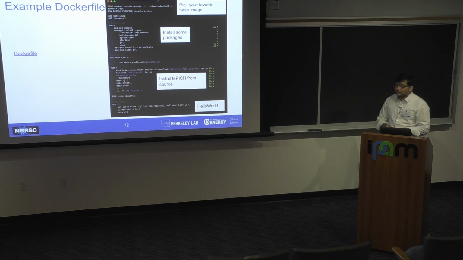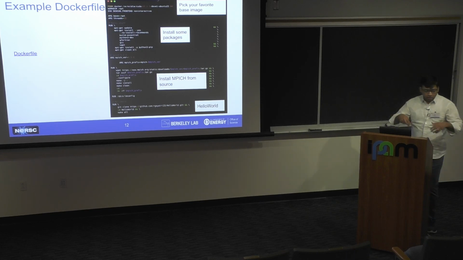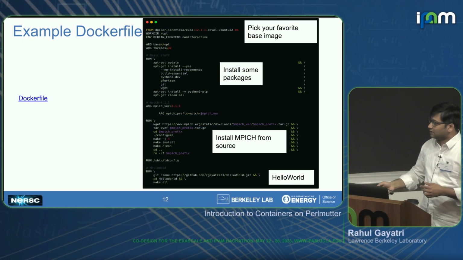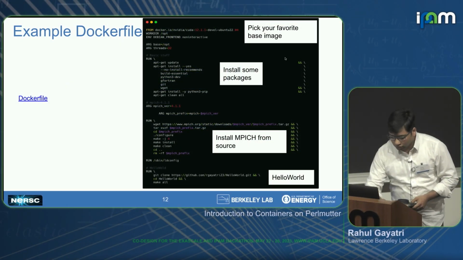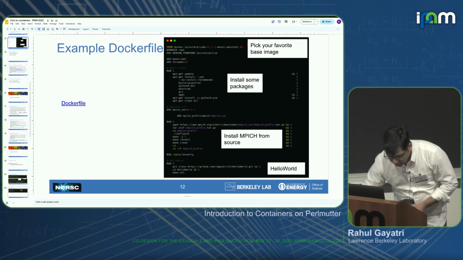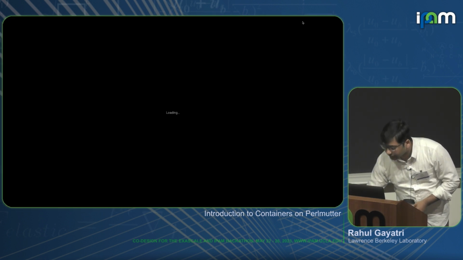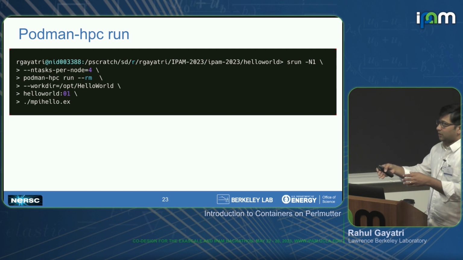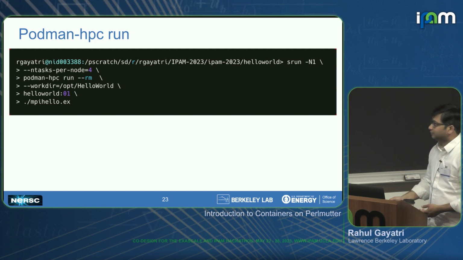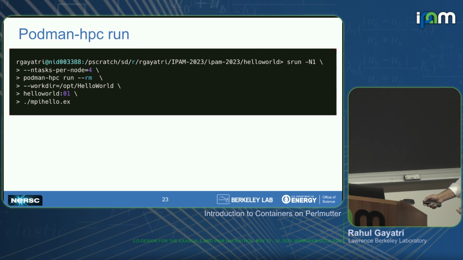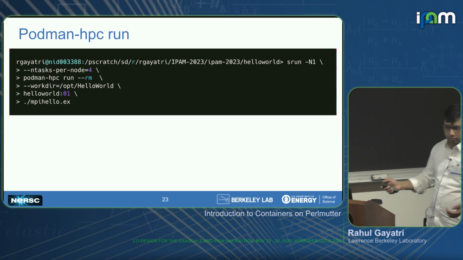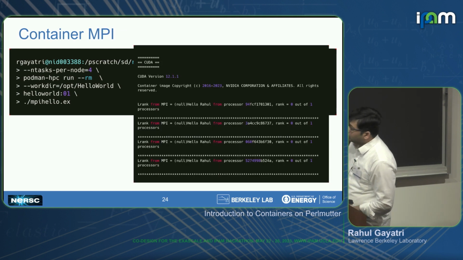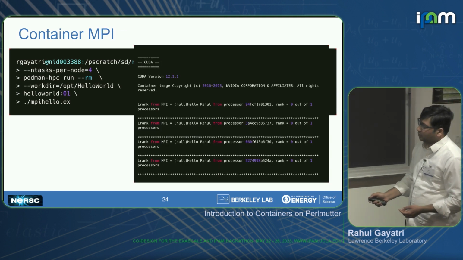So if you directly run your executable, it will not be able to find it because it's nested inside another directory structure here. A solution to that is this workdir option, where you can tell Podman which directory you want to be placed in once you enter the image, right? And then give the image name and the tag, and then just run the executable, right? That's basically it.